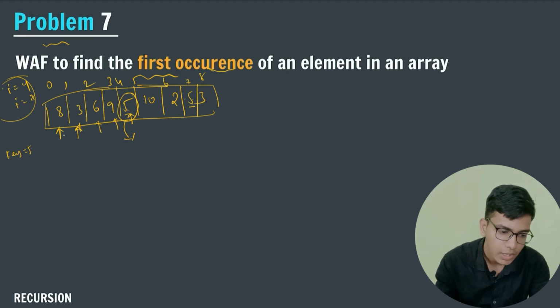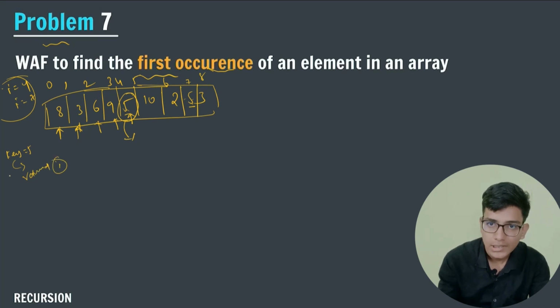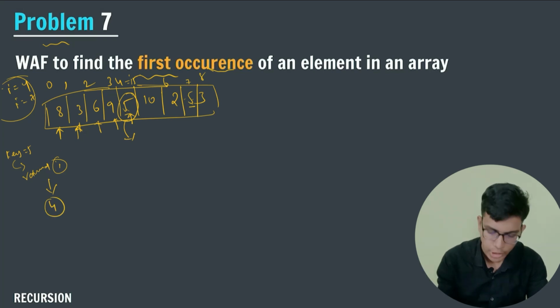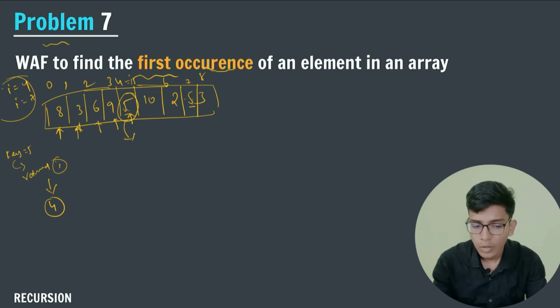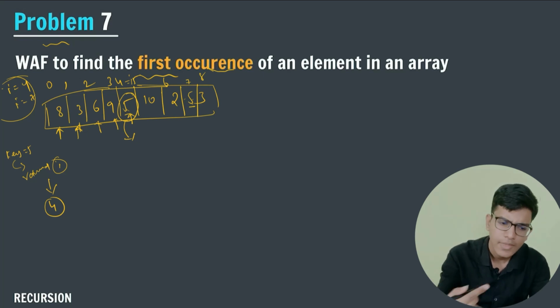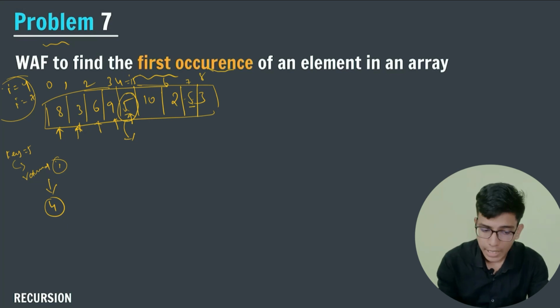So here we returned our index I value, right? That is, what is the first occurrence? The first occurrence is I equals 4, so we will return 4 to my user. So this is the basic asking of this question. Now here we need to return the first occurrence, or the first index, of my given element.